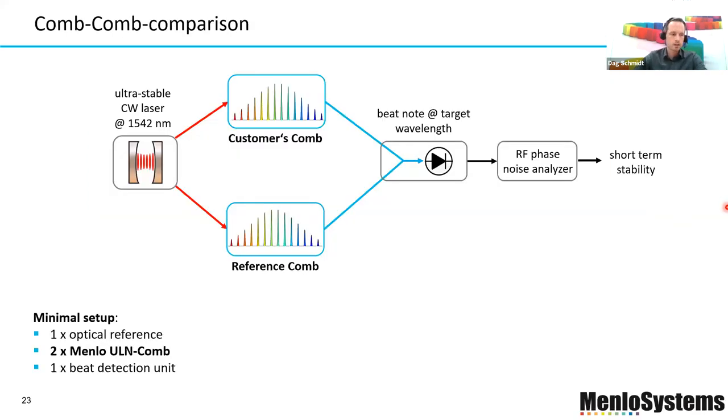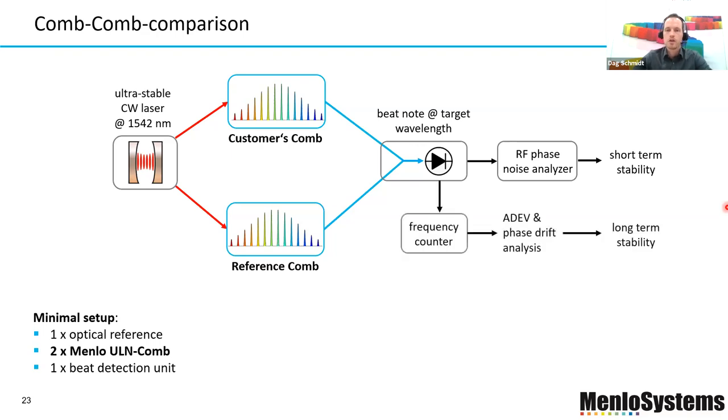Now, how do we check the long-term stability? Well, therefore, you connect your beat signal to a frequency counter. This simply counts the zero crossings of your signal in relation to your reference. And then you can do Allan deviation and also phase drift analysis. And this will tell you the long-term stability.